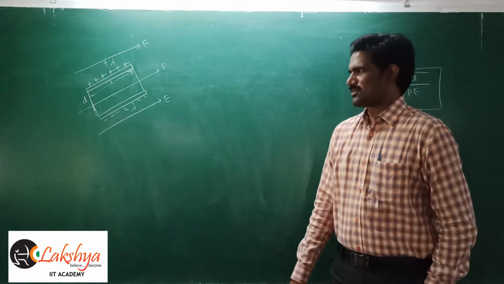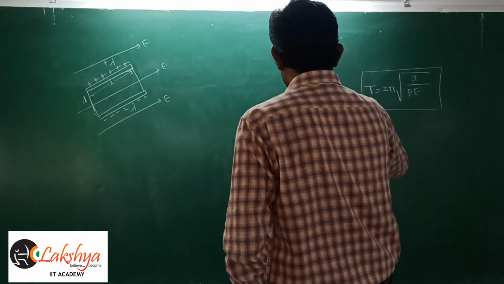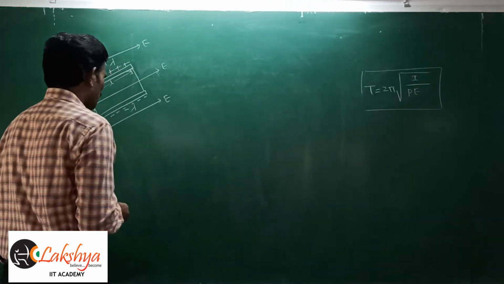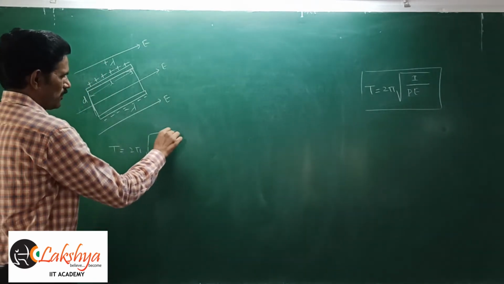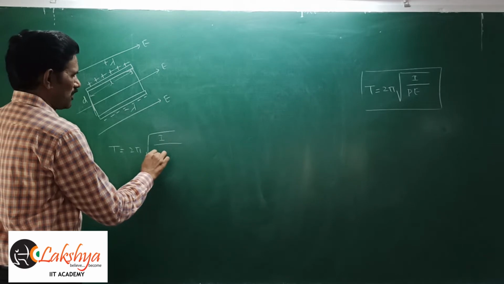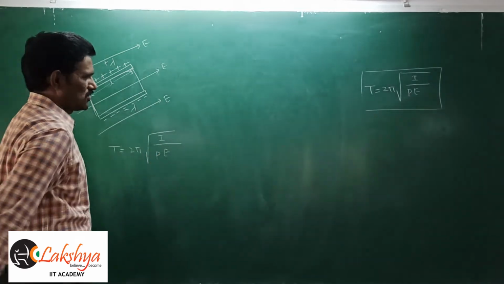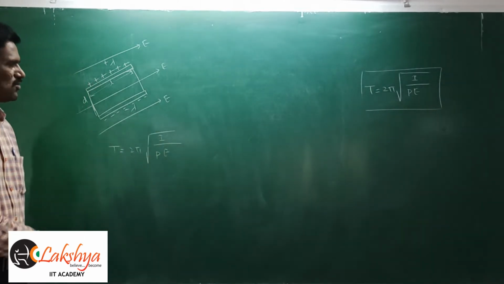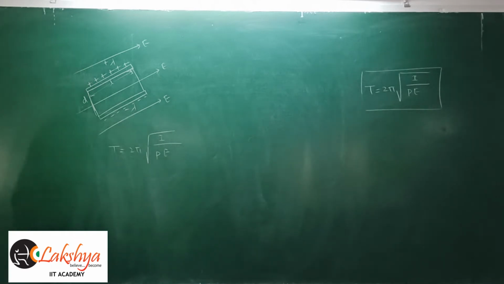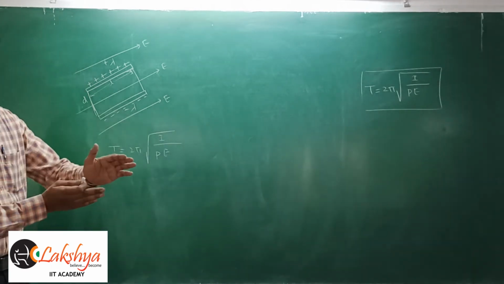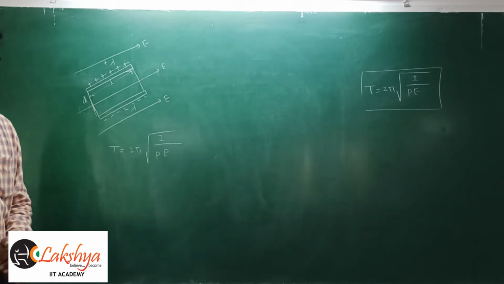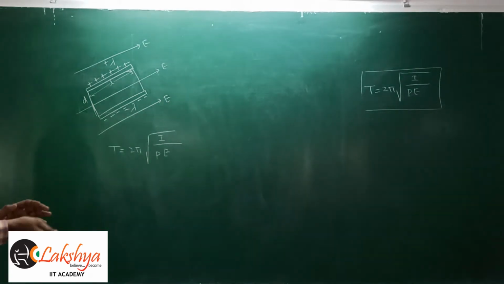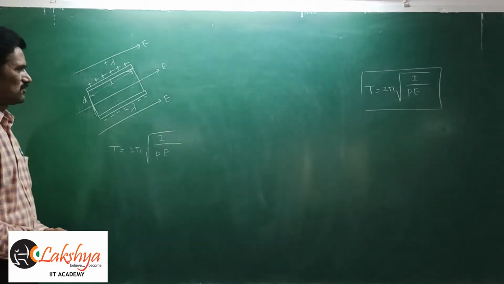So now this is our formula for the time period of oscillation: 2 pi into under root of I by P into E. So we just need to apply this formula directly. Same derivation: when it is displaced slightly from the direction of the field by theta, then the torque acting on the dipole is P E sin theta. The same calculation we need to write, so I am directly applying that formula.